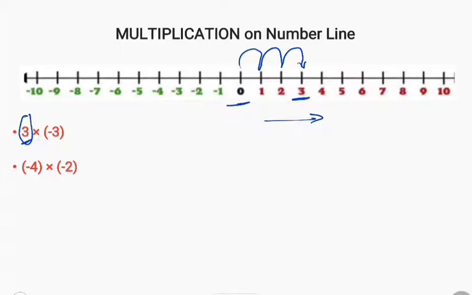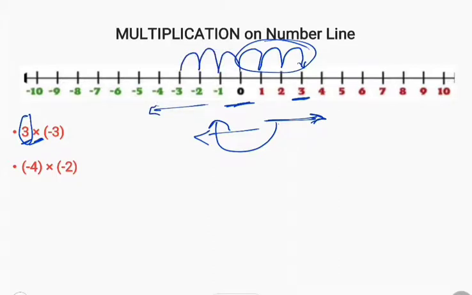Now, it says we have to multiply. That means we have to repeat this how many times? Minus 3 times. So, we have to repeat this 3 times, and the minus sign, as we have already seen, indicates we have to change the direction. If we are moving in this direction, we have to change it to this. That is, we have to do these steps on the left side. We'll start again from 0, and we have to do these 3 steps on the left side from 0.